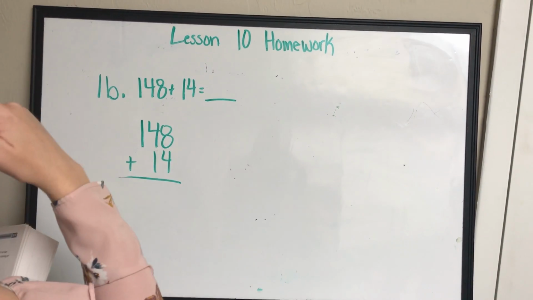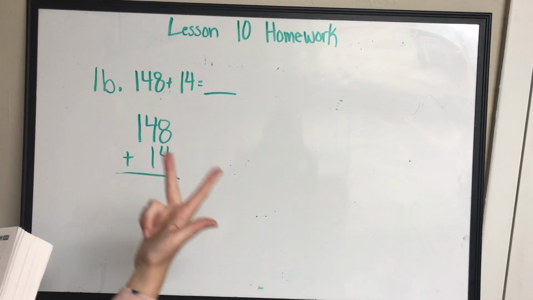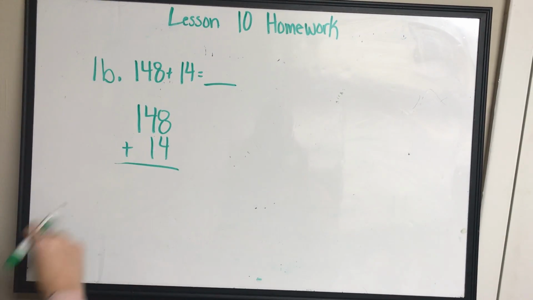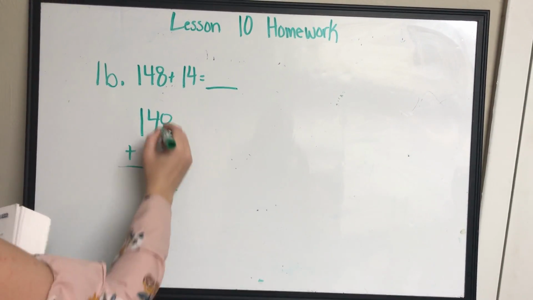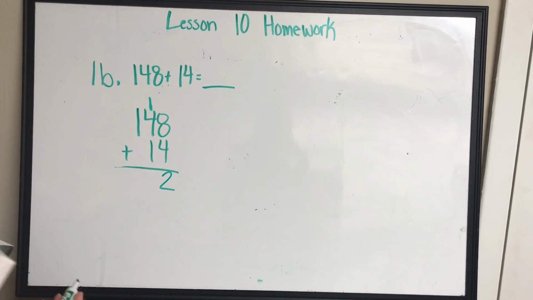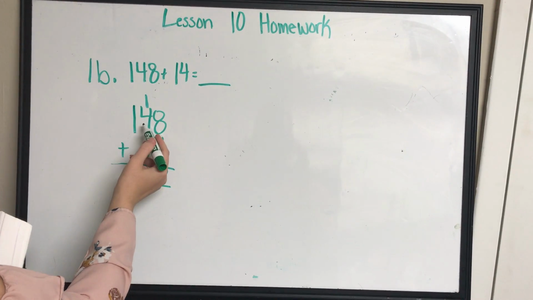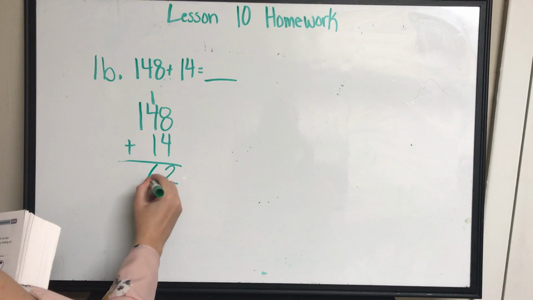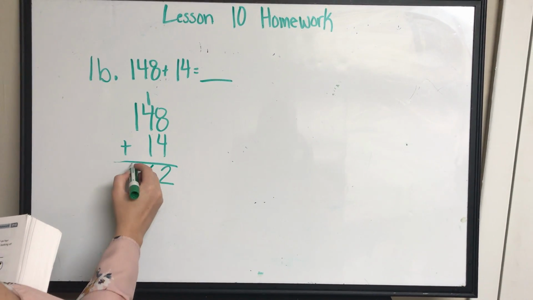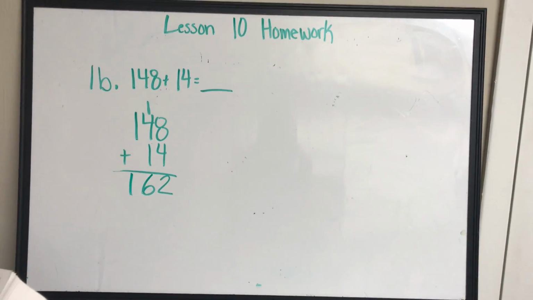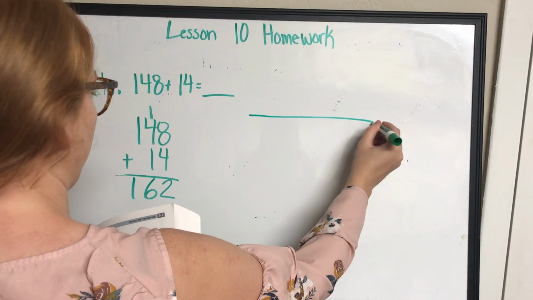Ready? 8, 9, 10, 11, 12. The answer is 12. My 2 goes at the bottom, my 1 goes at the top in the tens place. 1 plus 4 is 5, 5 plus 1 is 6. 1 plus nothing is still 1. Am I done? No, I am not done. I need to draw my picture.